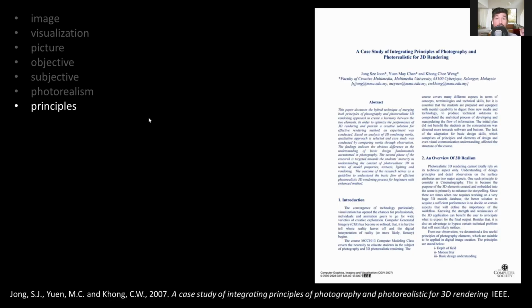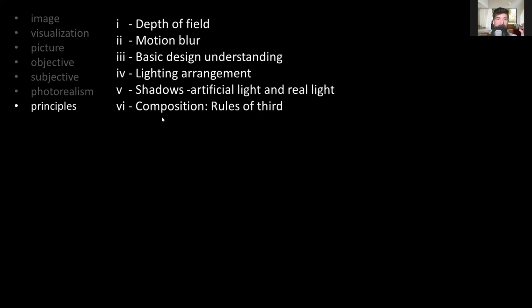So we can see that modeling, materials, and lighting is a common thing that we can see in these 3 works thus far. If we take a look at a case of integrating principles of photography, we can see that these 6 principles deal with the camera. So the depth of field and the motion blur and the composition, or the rule of thirds, are highly intricate things and something that is connected to the camera. Lighting and shadows is closely related to the camera and its exposure. And then we have the basic design understanding, which is also subjectively defined in this case.